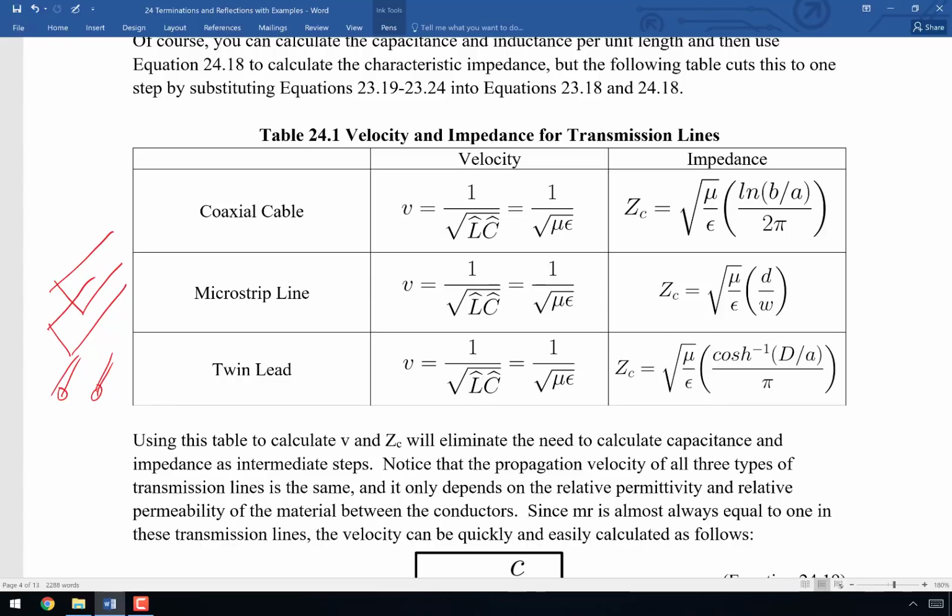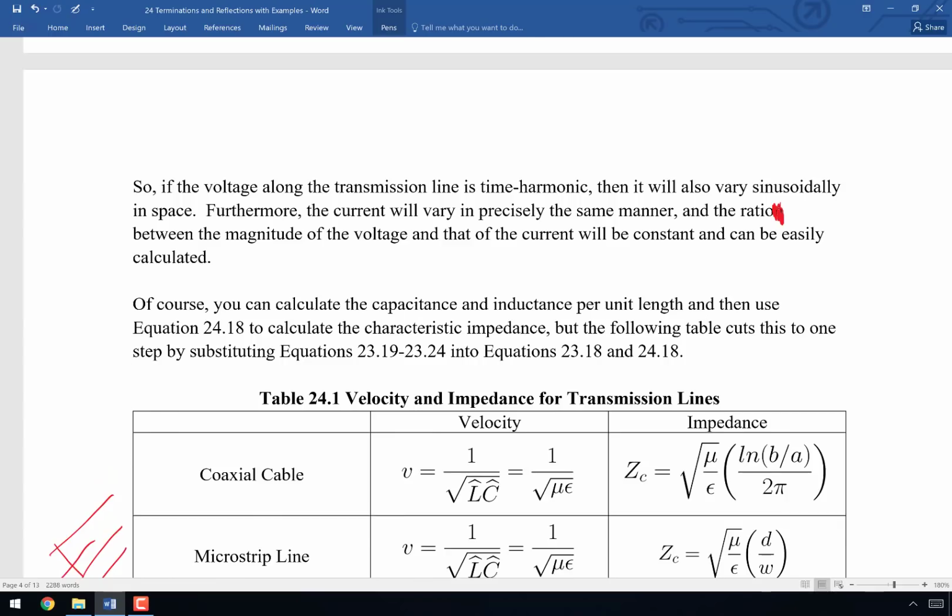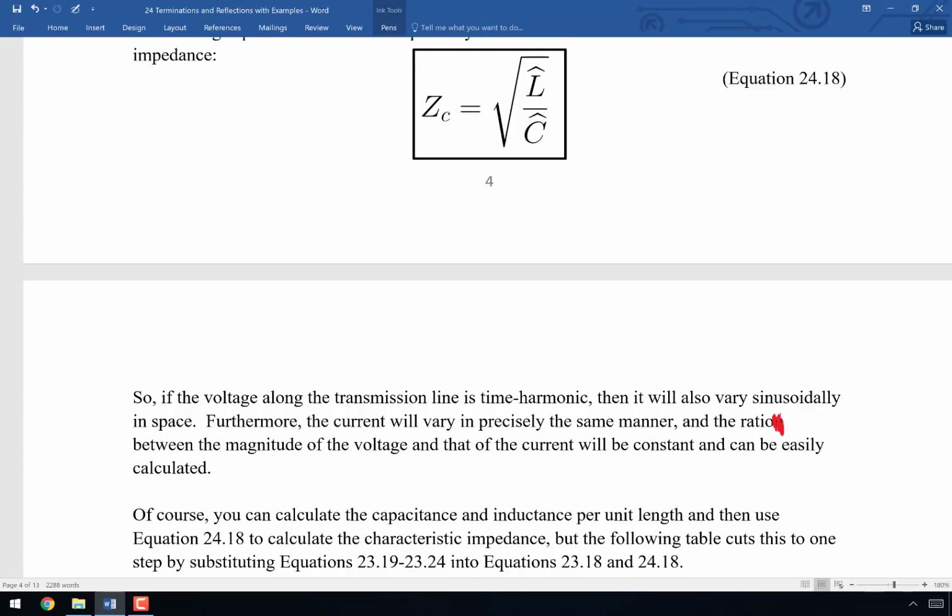Now, you could calculate L hat and C hat and then plug them into equation 24.18.